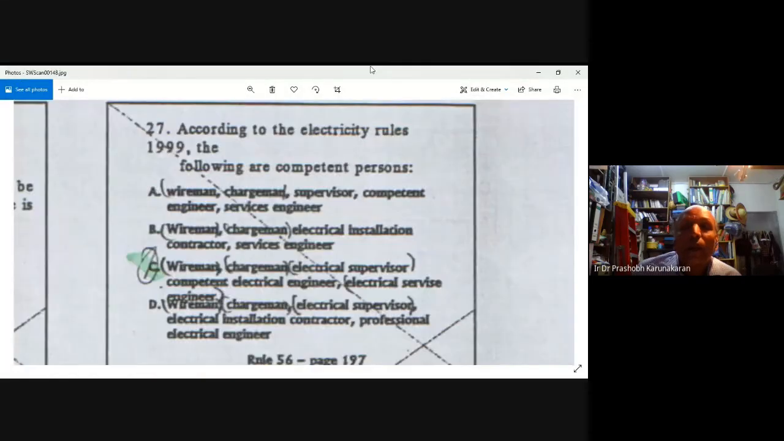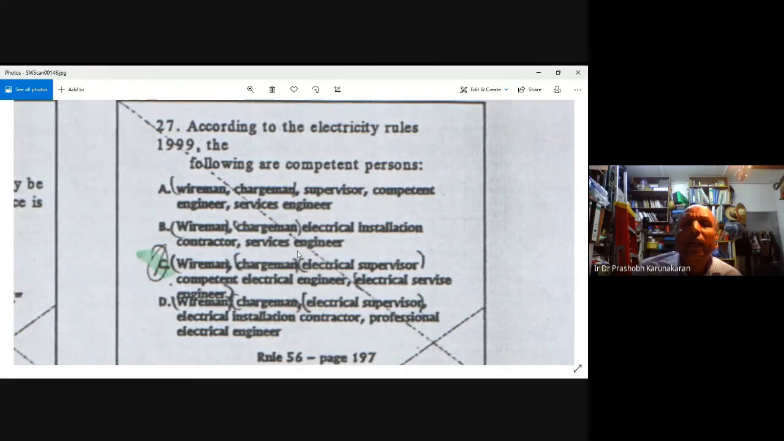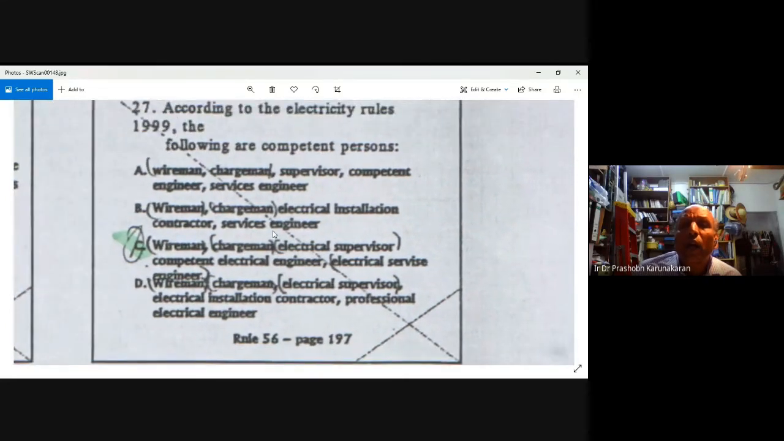Okay, the rest you can read through. Let me finish this page at least. According to Electrical Rules 1999, the following are competent persons. A wireman, chargeman, electrical supervisor is a competent person. A competent electrical engineer is a competent person. An electrical supervisory engineer is a competent person.